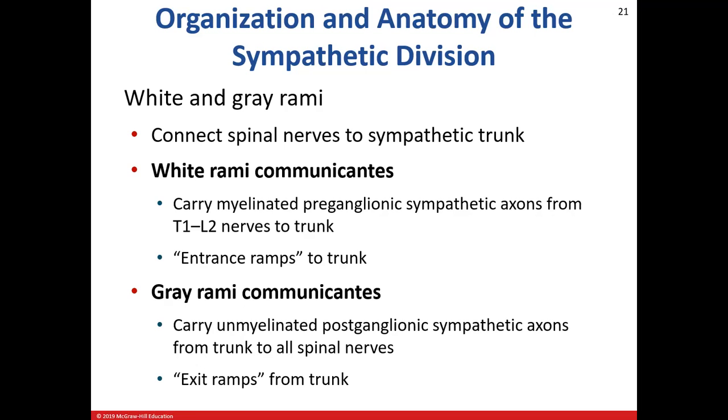The gray rami communicantes are going to be unmyelinated. And the unmyelinated axons are going to come from the ganglionic neurons. So we have the unmyelinated postganglionic sympathetic axons, and they're going to go from the trunk to all of the spinal nerves. So these kind of act as the exit ramps from the trunk.